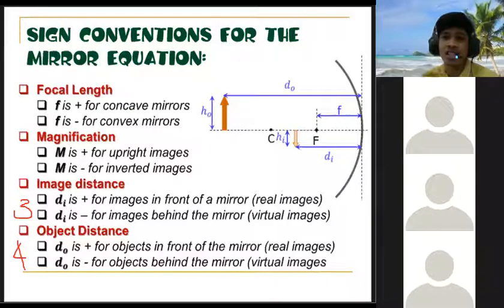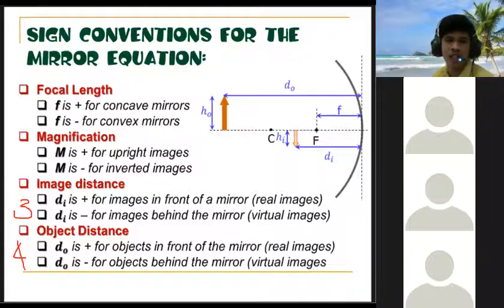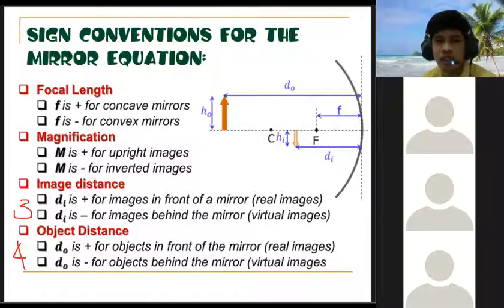DO, or the distance of the object, is positive for objects in front of the mirror. Again, in front of the mirror, that is real images. And DO is negative for objects behind the mirror, or virtual images. So remember this rule. This is very important when we describe the image using the mirror equation. Okay, so let us proceed with the next slide.